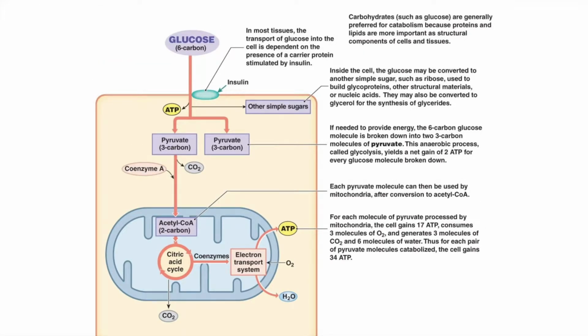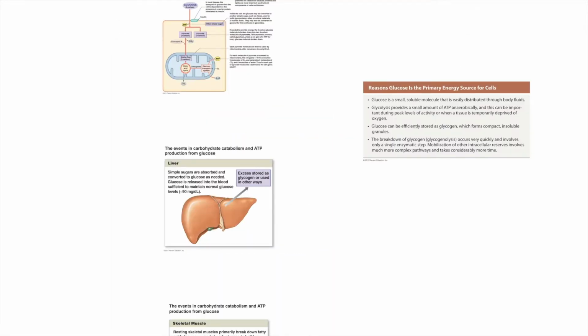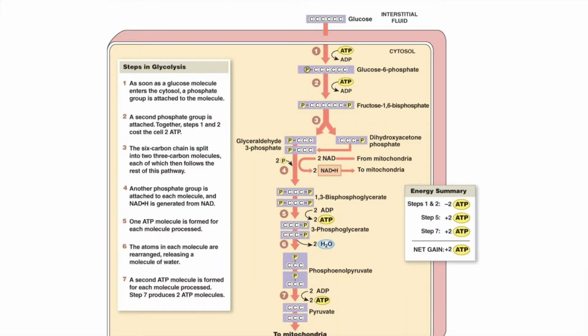Glucose can also be broken down for energy, and we get 36 molecules of ATP for each glucose that we break down. And if we have excess glucose, such as right after a meal, we can store it in our muscles as glycogen. And if we want to use glucose for energy, we have to go through the process called glycolysis. That's the first step in the catabolism or breakdown of glucose.